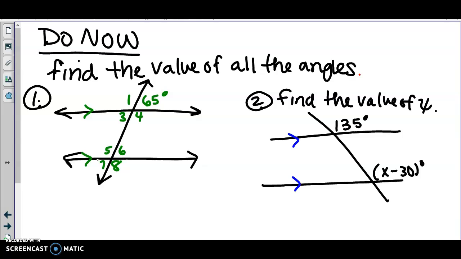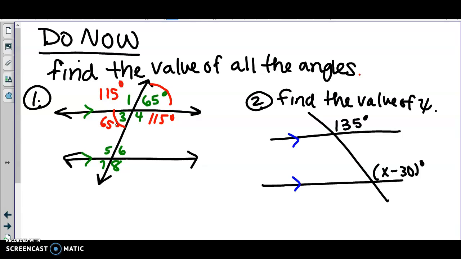All right, before you even talk about the parallel lines, looking at number 1, 65 degrees here is supplementary to angle number 1 and also angle number 4. They make up this whole straight angle here. So angle 1, 180 minus 65 will be 115. Likewise, angle 4 is 115 degrees, and by vertical angles, angle 3 is congruent to angle 2, so that one is 65 degrees.